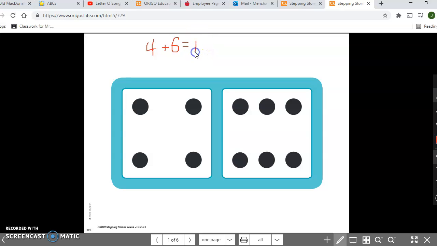All right. Now, let me ask you, boys and girls, how else could I show this addition sentence? What could I change and still make it 10? How about this? 6 plus what? 6 plus 4 equals what? 10. It's still 10.